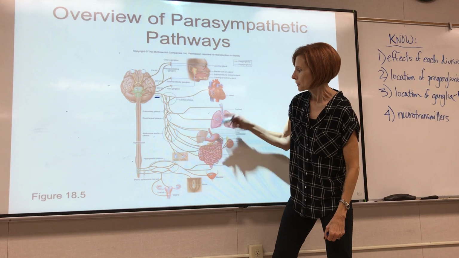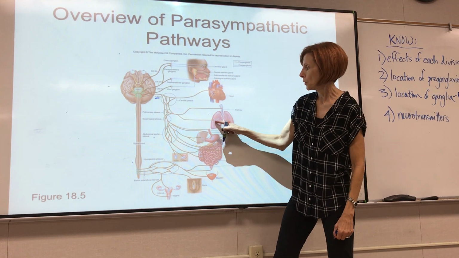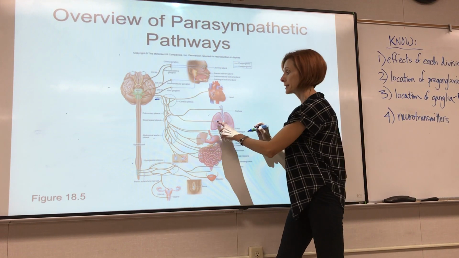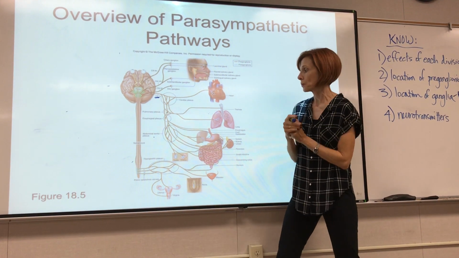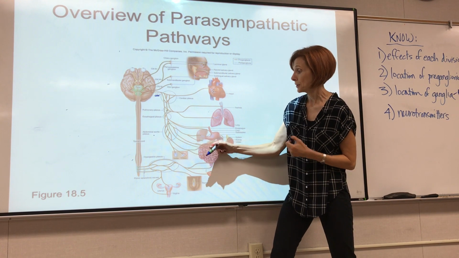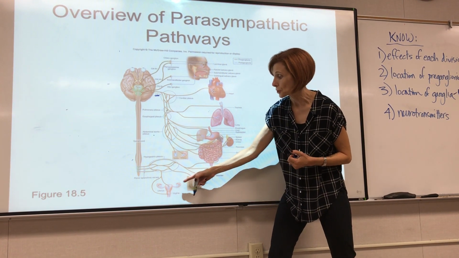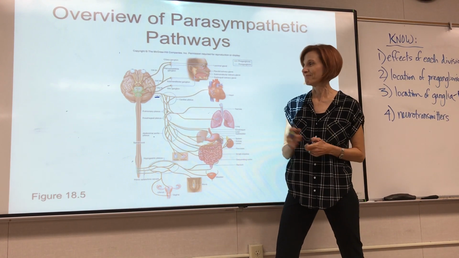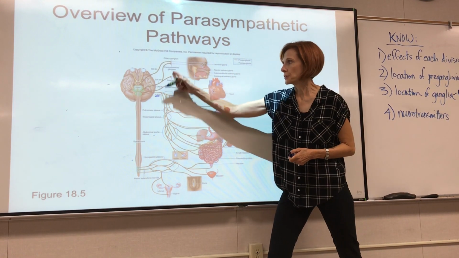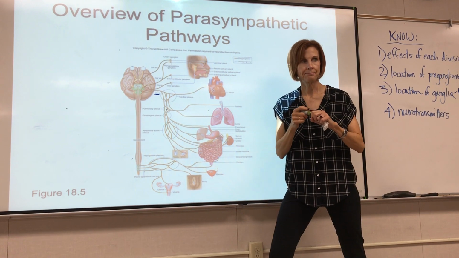And you can see that there are these little tiny short postganglionic neurons because the ganglia are located right in the organ or right next to the organ. So these ganglia out here are all called terminal ganglia. That's all you need to know. You do not have to know these names here.